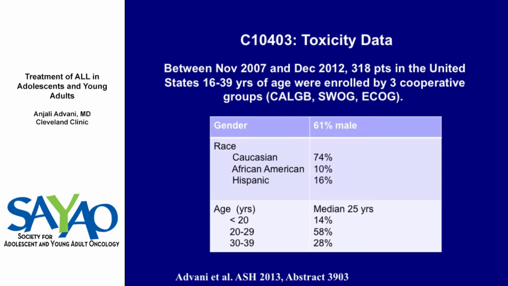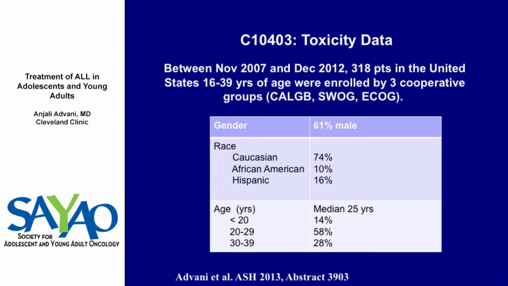I think one of the biggest questions that came up is, can this be done safely, and what is going to be the toxicity? And so this trial accrued between 2007 and 2012. There were 318 patients in the U.S. that were enrolled by the 3 cooperative groups, CALGB, which is now the Alliance, ECOG, and SWOG.